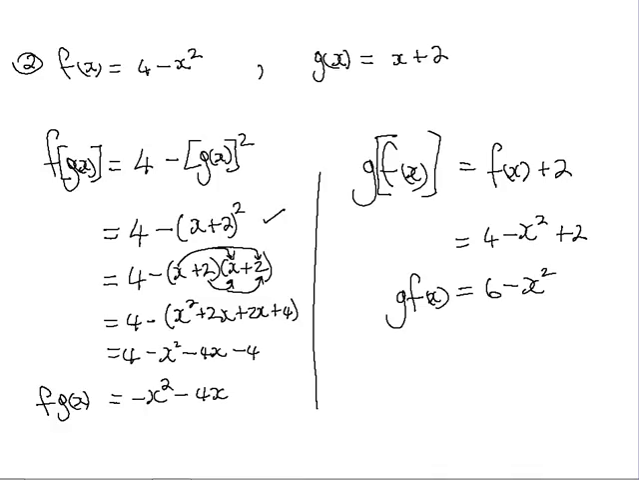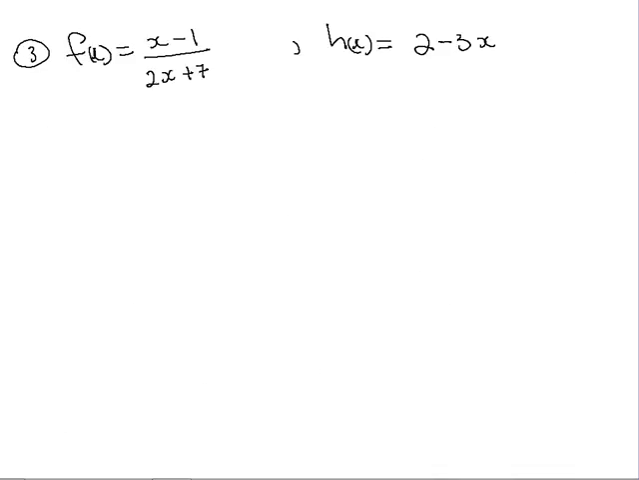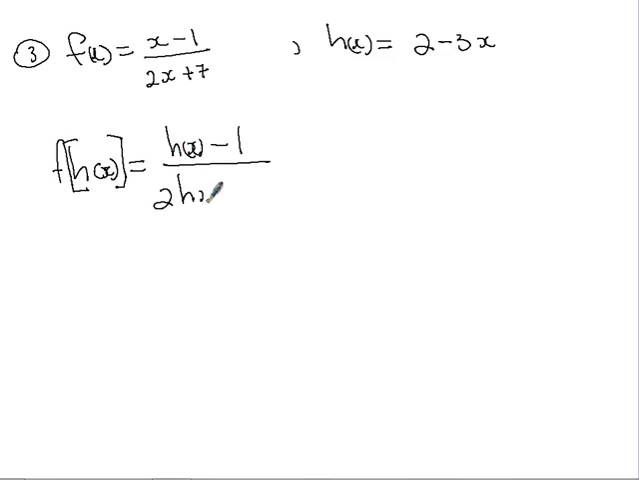Let's try another. Now f of x is x minus 1 over 2x plus 7. h of x is 2 minus 4x. Okay, so let us first find f of h of x. So f of h of x, we're putting h of x into f of x. So that's going to be equal to h of x minus 1. So you sub this x, there's another x though. So down here we have to have 2 times h of x plus 7. So just realize that wherever the x was, h of x takes its place.